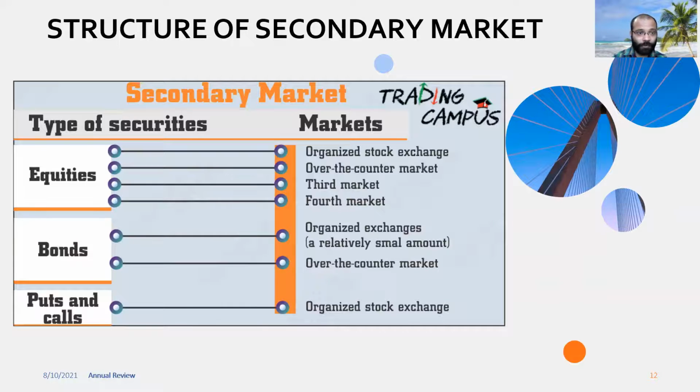In case of secondary market, there are mainly three types of securities being traded. One is equities, the second is bonds, and the third is put and calls, which is called the derivatives market. Under equities, we have organized stock exchanges, OTC, over-the-counter market, third market, and the fourth market. In case of bonds, we have organized exchanges, which is a relatively small amount, and the over-the-counter, that is OTC market, for the bonds. And finally, in case of derivatives, that is put and calls, we have organized stock exchanges.